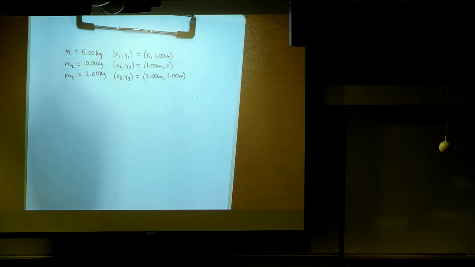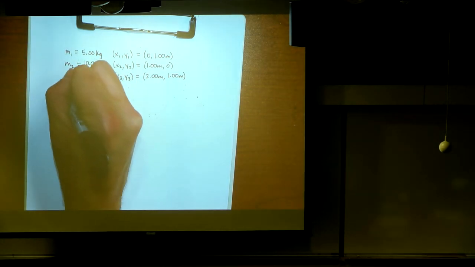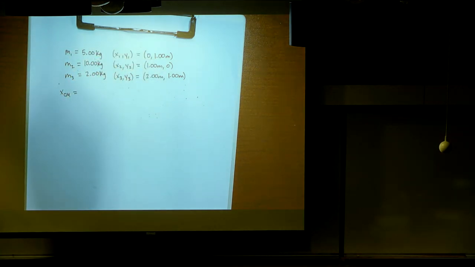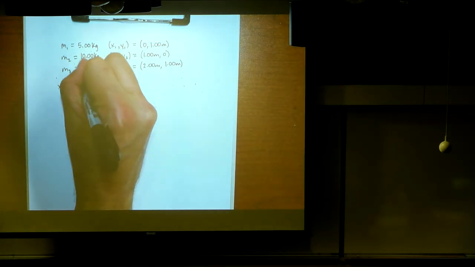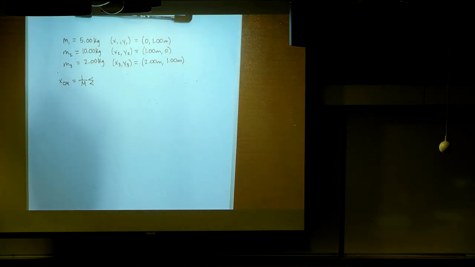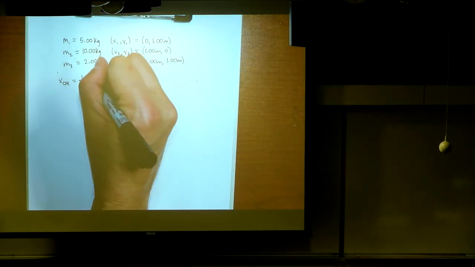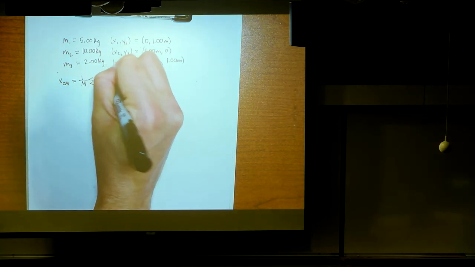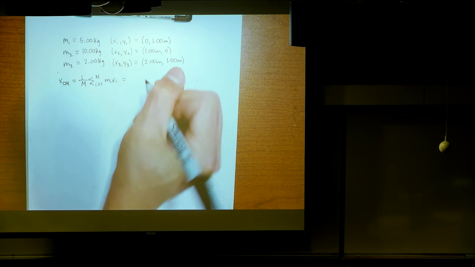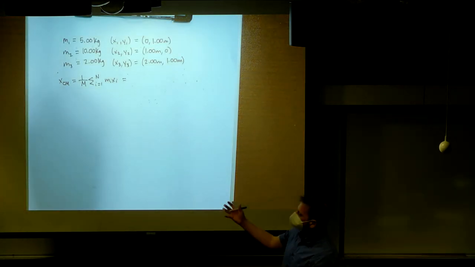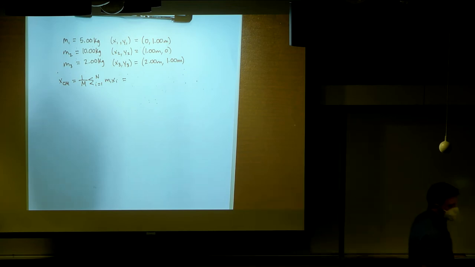Okay, so remember, if I want the x-coordinate for the center of mass, this is the calculation we do. We say 1 over big M, where that's the total mass of our system, times the summation of i equals 1 to N, m sub i, x sub i. Okay, so that's the compact way to write it. I'm going to write it out in a more expanded way, which should be pretty clear once we put it on the page.